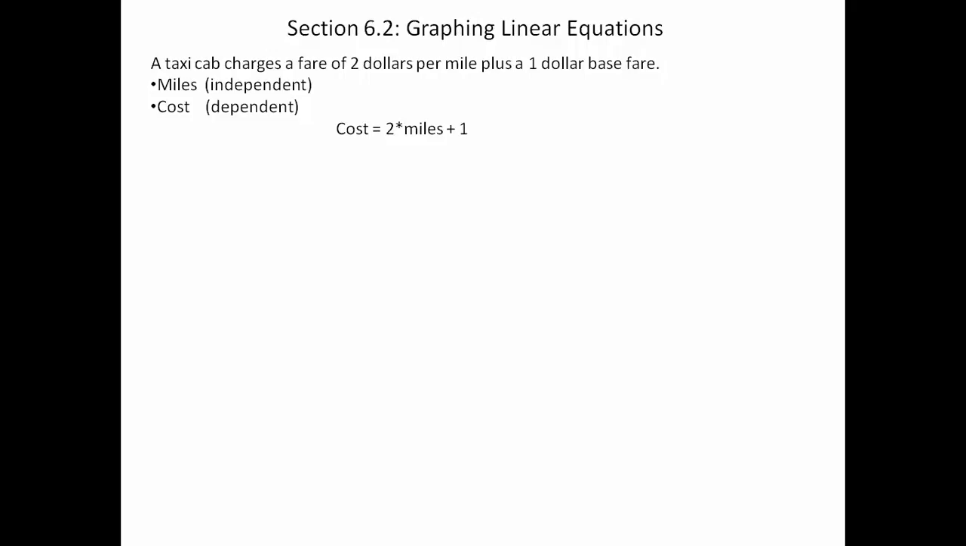So as we said before, your independent variable is always going to be your x, and your dependent variable is always going to be your y. So we'll say that the miles is x, and the cost is y. And now our equation becomes this, y equals 2x plus 1.